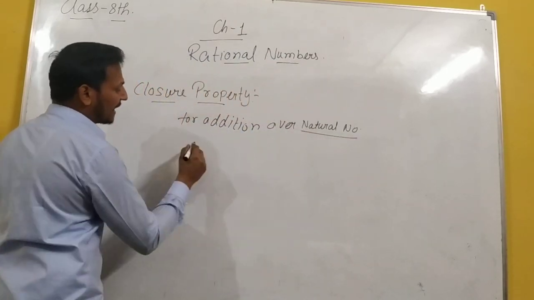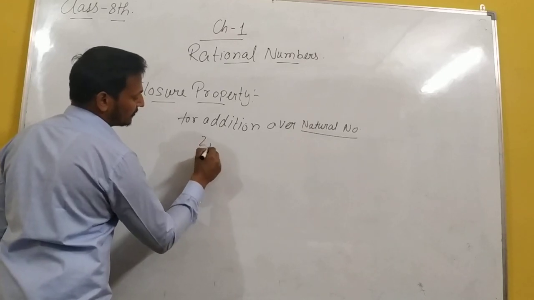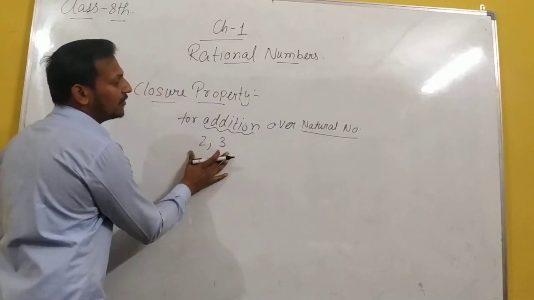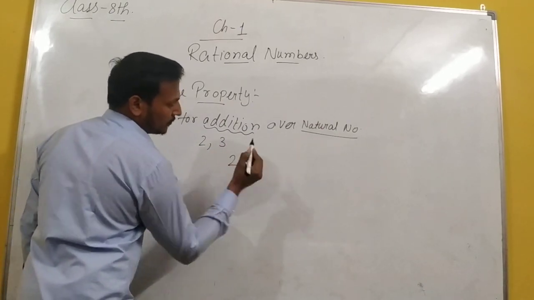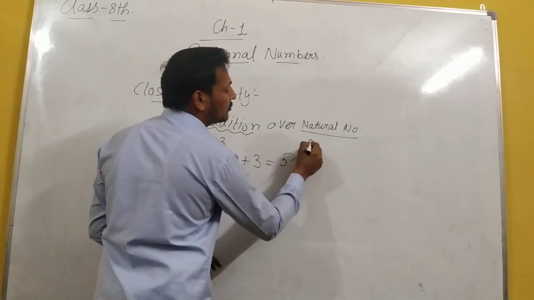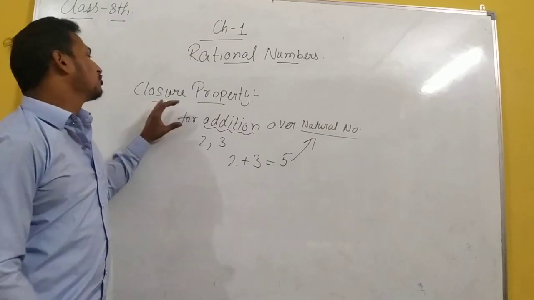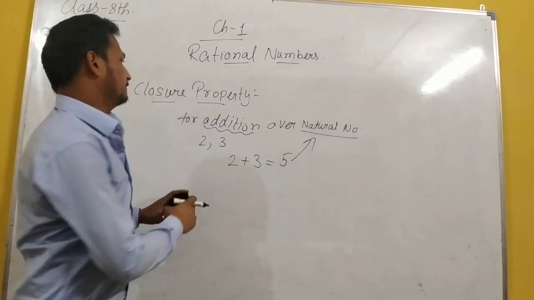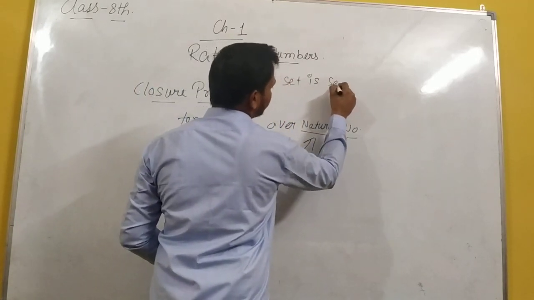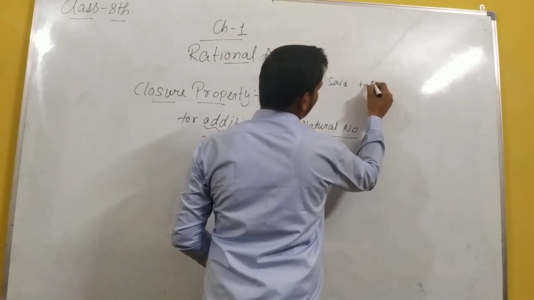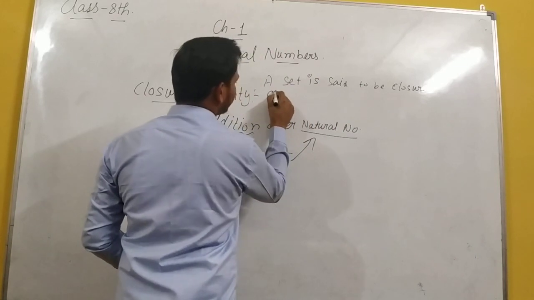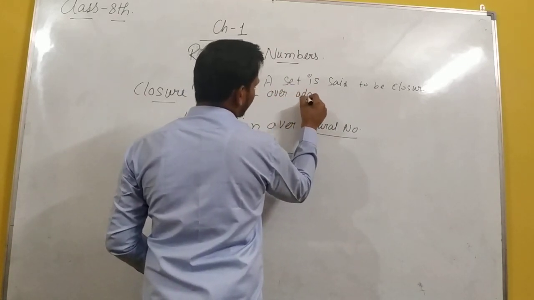If we are talking about closure property over natural numbers, first of all we take any two natural numbers, suppose 2 and 3. Since we are talking about addition, I will add them: 2 plus 3, so the answer will be 5, and 5 is also a natural number. So the set is said to be closed over addition.